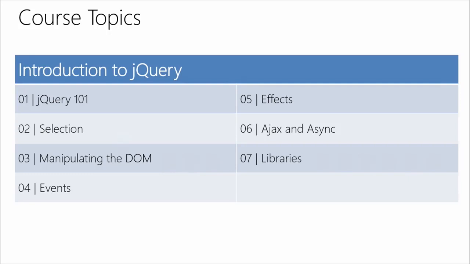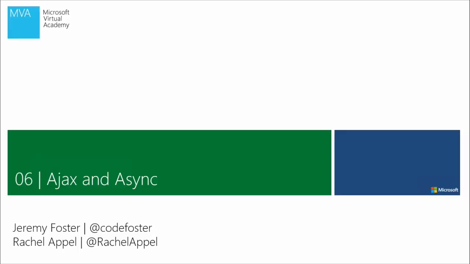Okay, let's look at where we're at in the agenda. Once again, we have 7 modules. We are going into module 6. We're talking about Ajax and Async, so we're nearing the end. And that's this module, Ajax and Async. Not necessarily related concepts. I mean, they do work with each other quite a lot, but we went ahead and packed them into one module here.